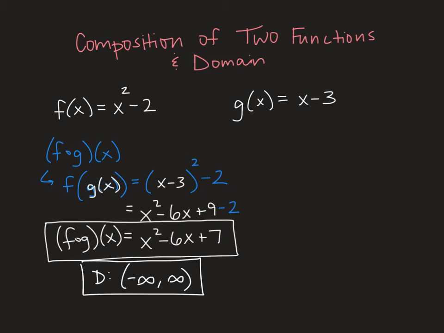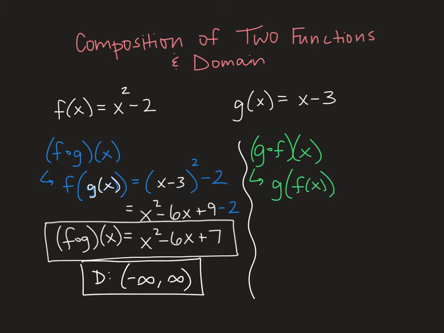Let's go the other way. Let's do g of f of x, which looks like we're spelling goff. And that really means take g and plug in f of x. So now I'm going to rewrite this, but instead of x, I'm going to plug in f of x, which is x squared minus 2. So it's going to look like this. I'll plug it in white. I'm going to have x squared minus 2, and then I'll have still that minus 3.